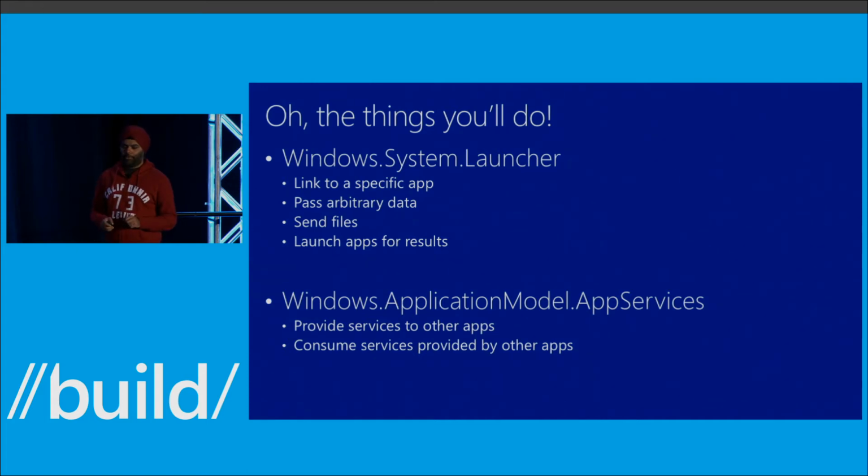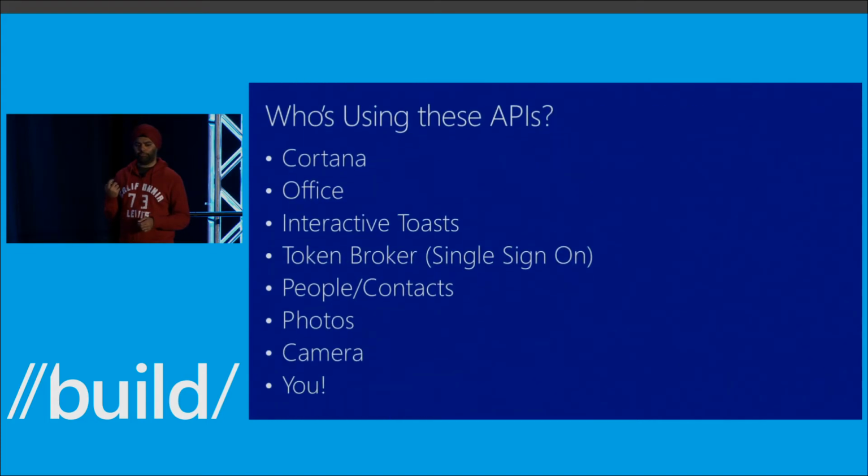So a recap. We talked about the launcher enhancements, the deep linking enhancements. You can launch a specific app. You can send over files. You can launch other apps for results. We also talked about app services, where apps can provide services to other apps, and of course, all apps can consume those services.